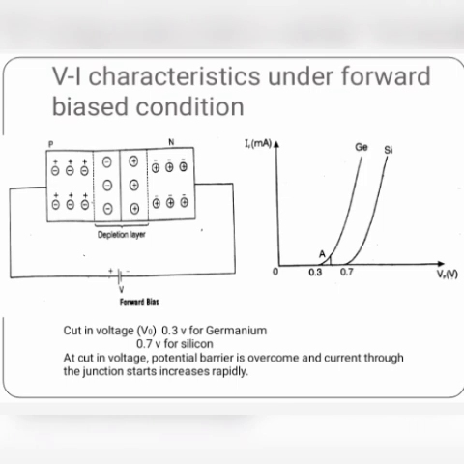In this forward bias condition, the width of the depletion layer will be very small. When the potential voltage of the power supply increases, the current increases, as shown in this graph. The threshold voltage for germanium is 0.3 volt, and for silicon it is 0.7 volt.